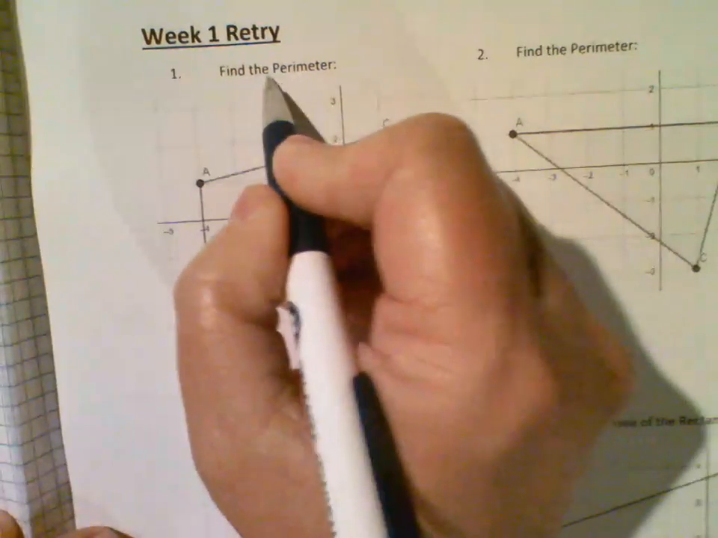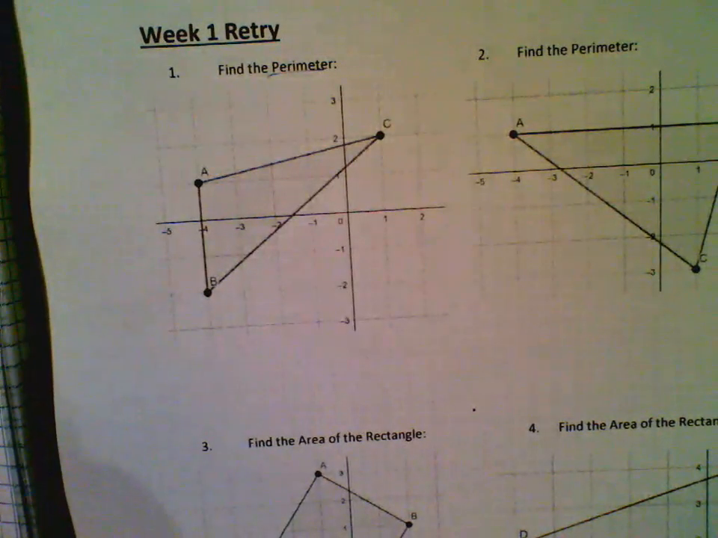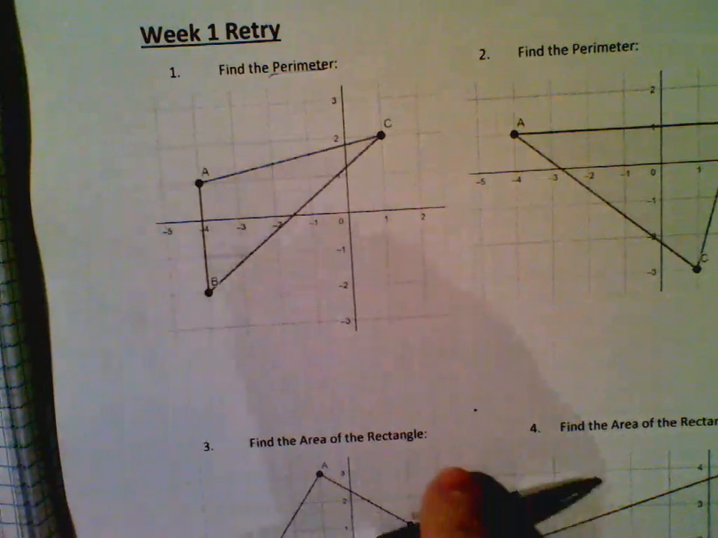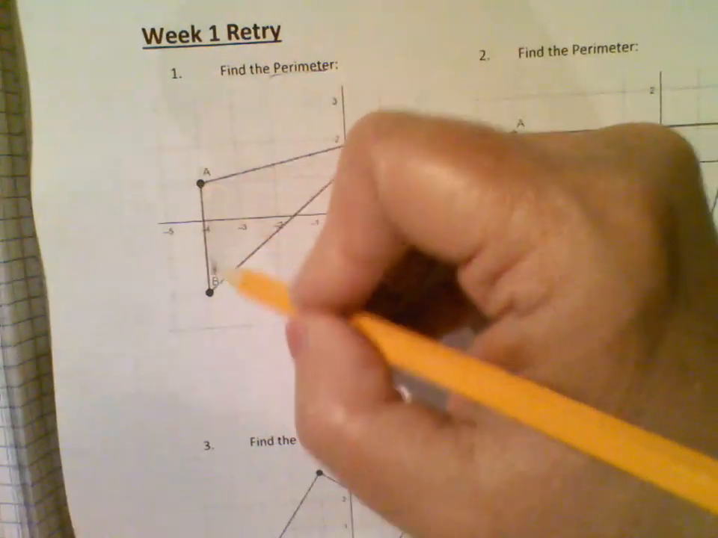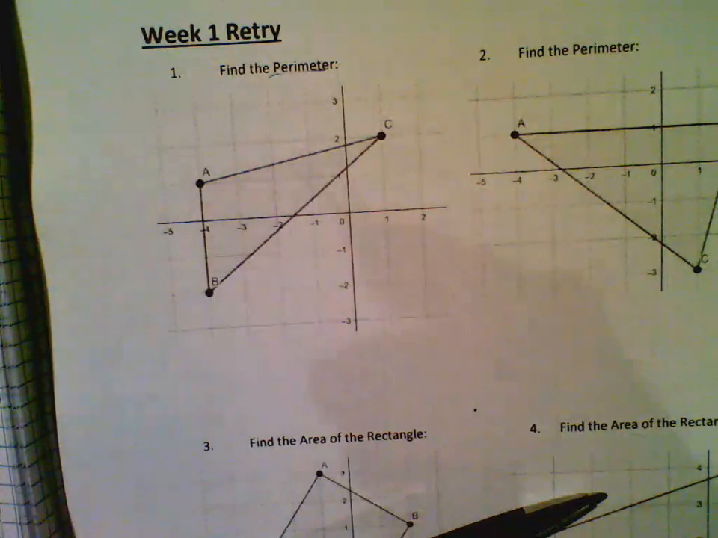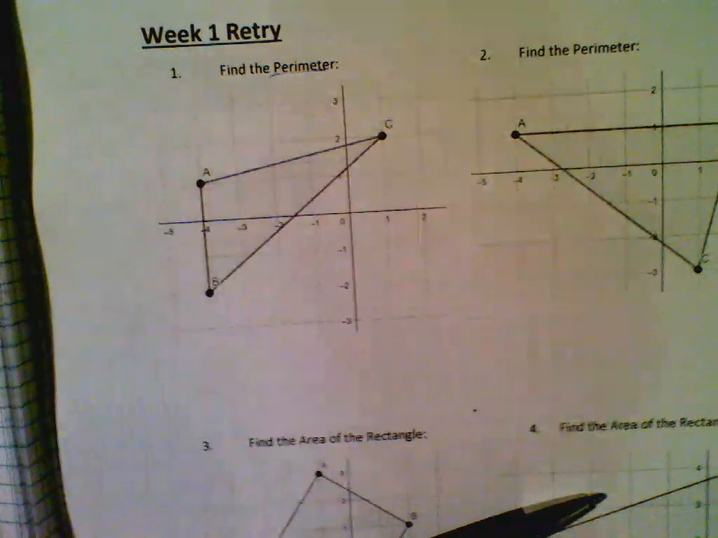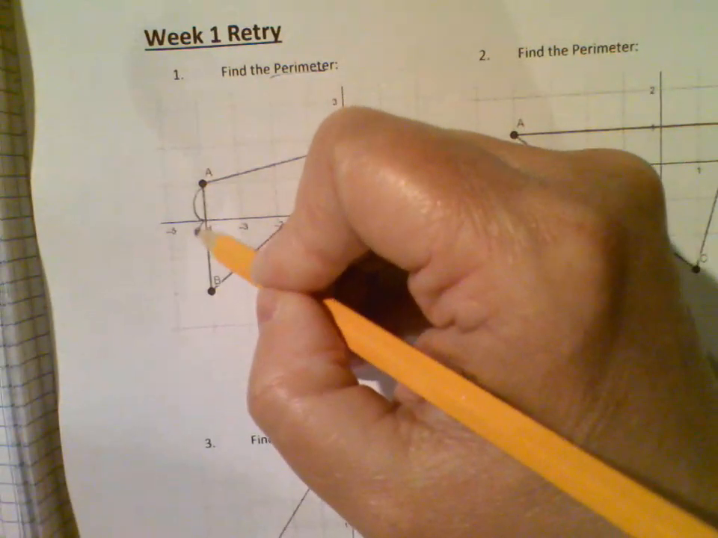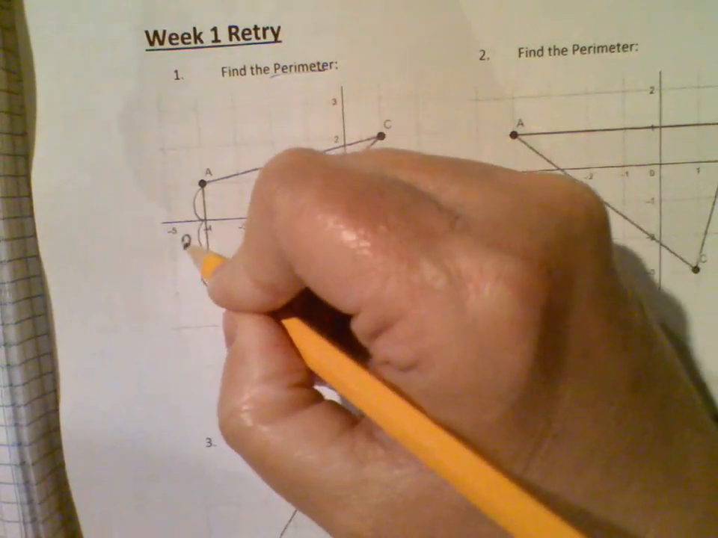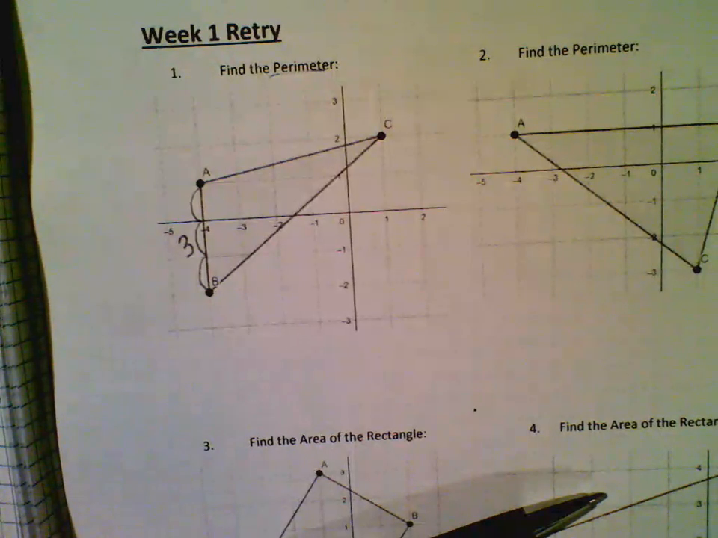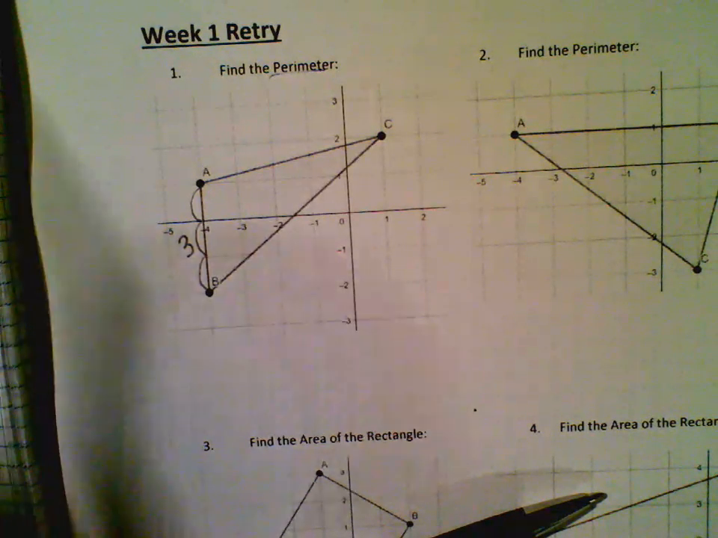So in order to find the perimeter, we need to find the length of each side, and then we just add them together. Now, the length of AB is easy. I don't need a distance formula for that. If it's a straight vertical or horizontal line, all I have to do is count. So that distance is 1, 2, 3. I could use the distance formula, but I don't need to.